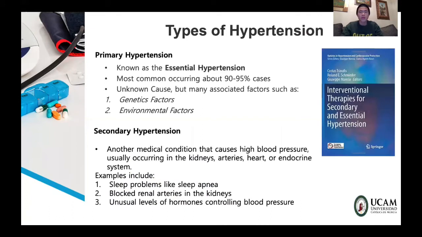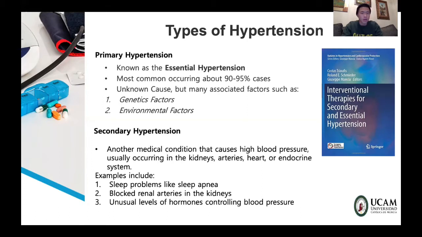Okay guys, now we're going to talk about the types of hypertension. There are two types, primary hypertension and secondary hypertension. Primary hypertension is also known as essential hypertension. If you measure your hypertension within 6 months and the results are stable, that's known as essential hypertension. It is the most common, occurring in about 90 to 95% of hypertension cases, but its cause is unknown. Many factors are associated, such as genetic factors and environmental factors.